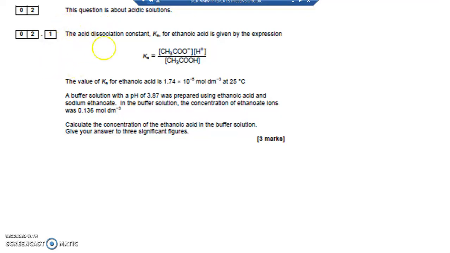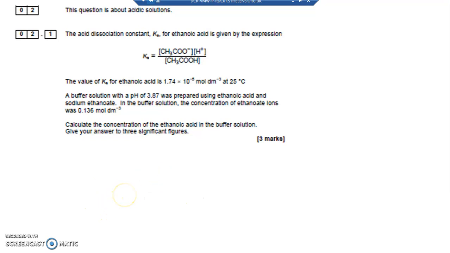Question 2. Question 2 is about buffers. So I've got an acid dissociation constant, an equilibrium constant for ethanoic acid. Ethanoic acid is breaking up to make CH3COO minus and H plus. And I've been given the expression for the acid dissociation constant Ka, the equilibrium constant for ethanoic acid. I've been given a value for it.